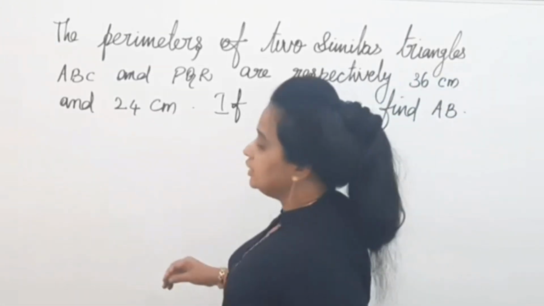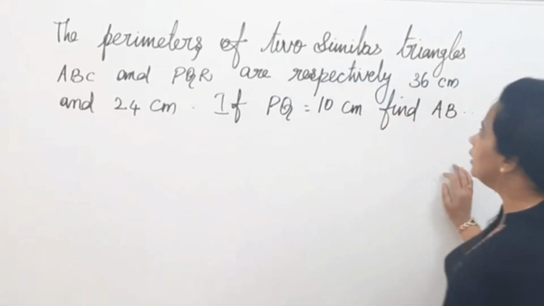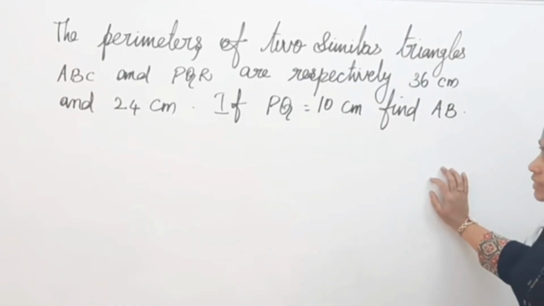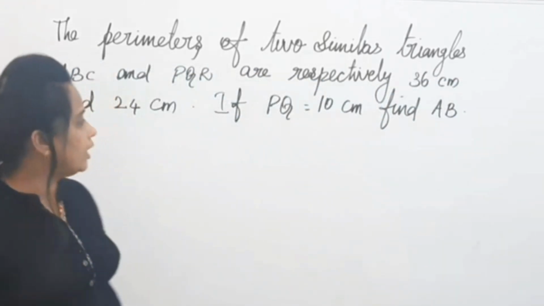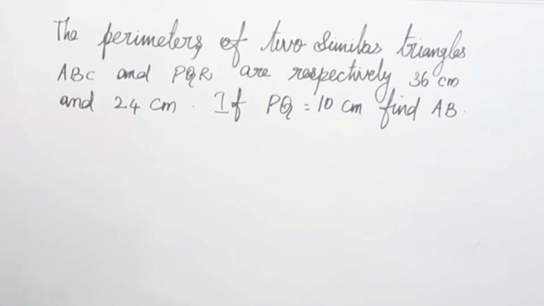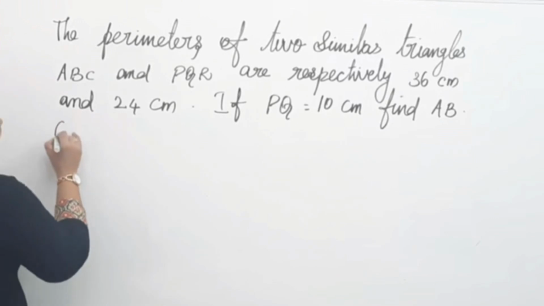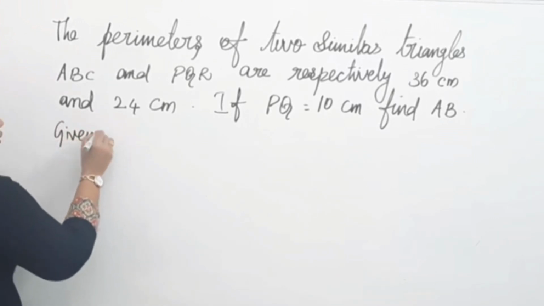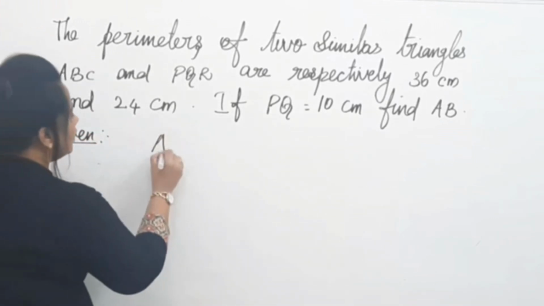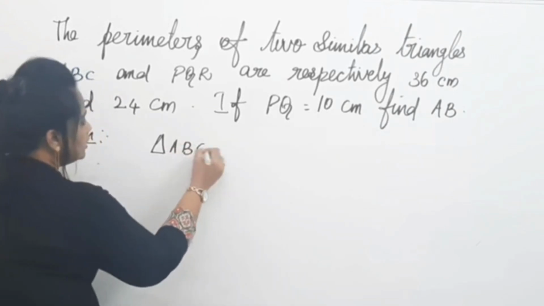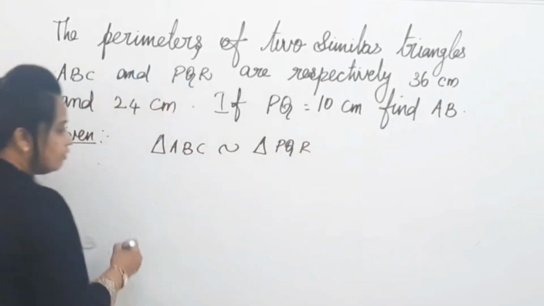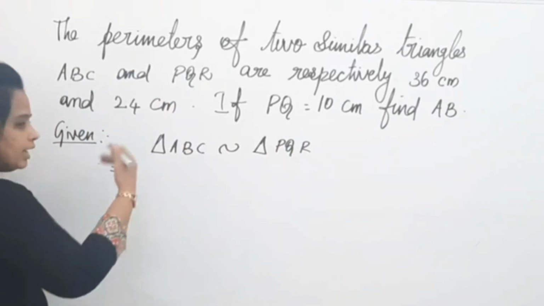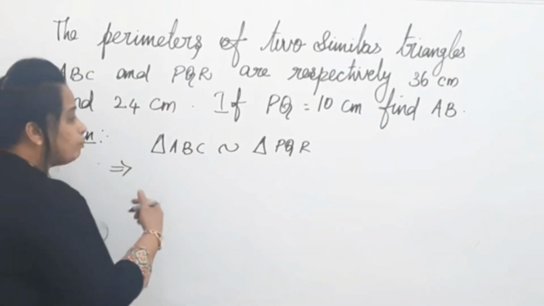Children, in this question, the perimeters of two similar triangles ABC and PQR are respectively 36 cm and 24 cm. If PQ is equal to 10 cm, find AB. What is given in the question? In the question, triangle ABC is similar to triangle PQR. It is already given. That implies my ratios of sides are in proportion.